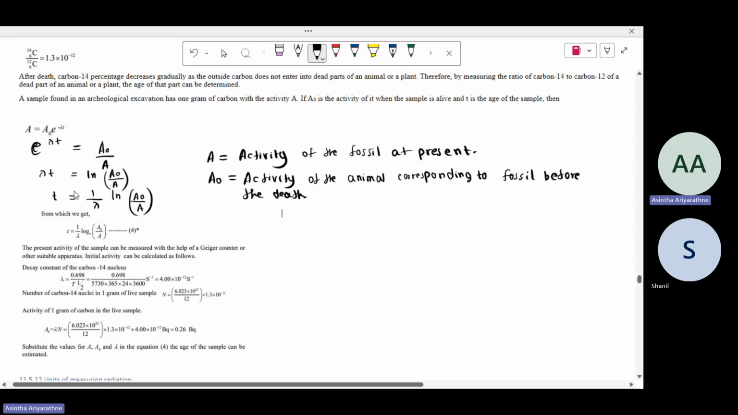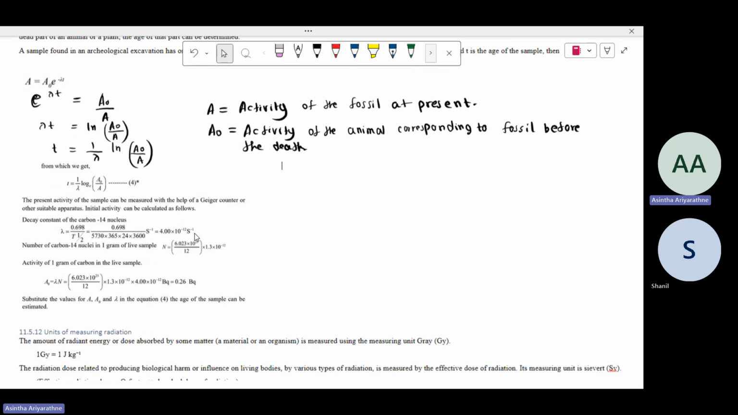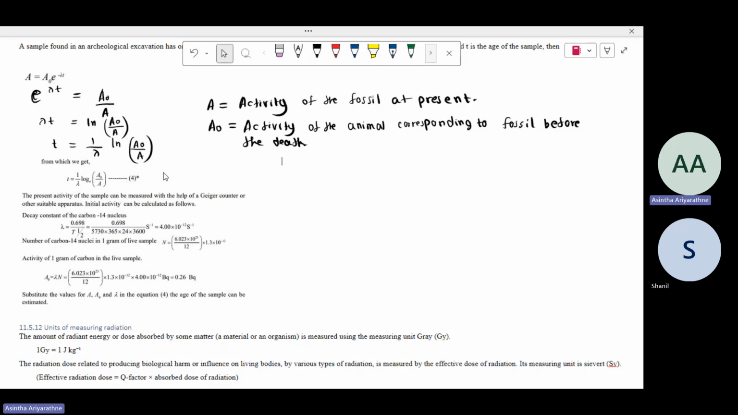So how long has that animal been there? The age of the animal can be found. By substituting lambda, A naught and A, t can be found. So that's the method of carbon dating. A can be easily found, but to find A naught, we have this method.